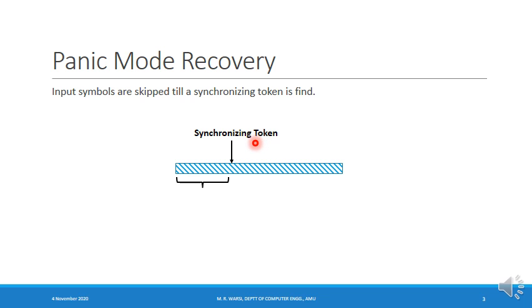So in the event of error, we look for the synchronizing token in the input buffer. Whatever symbols are there before the synchronizing token, they are assumed to be part of the erroneous portion, and they are skipped or eliminated from the input buffer, and the parsing resumes from the synchronizing token. This is one strategy that we may adopt in order to recover from the error, and this is known as the panic mode recovery strategy.